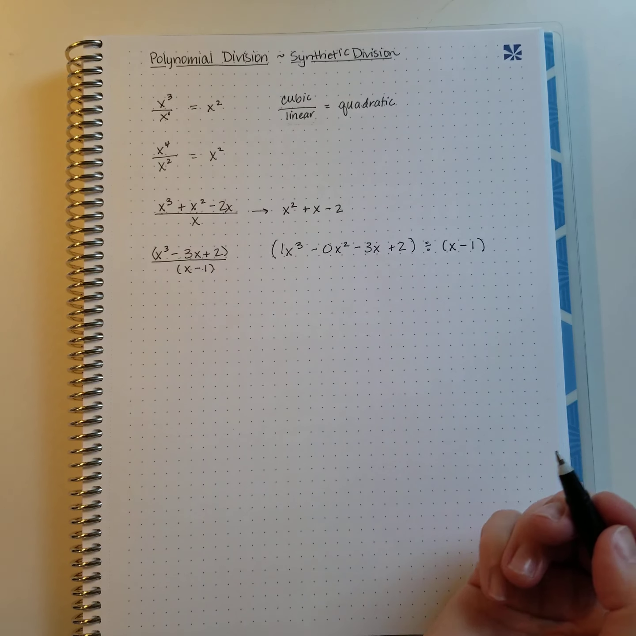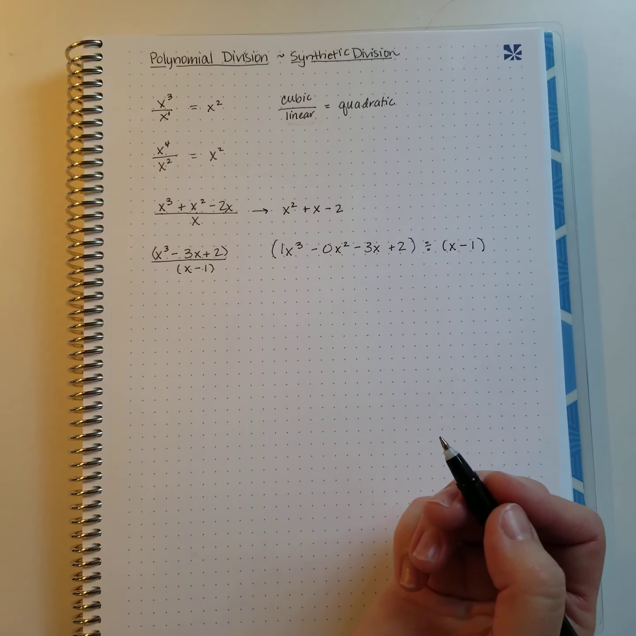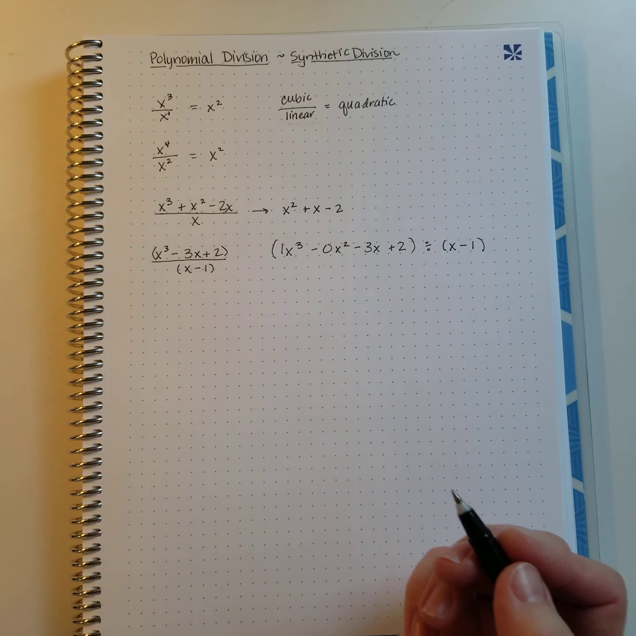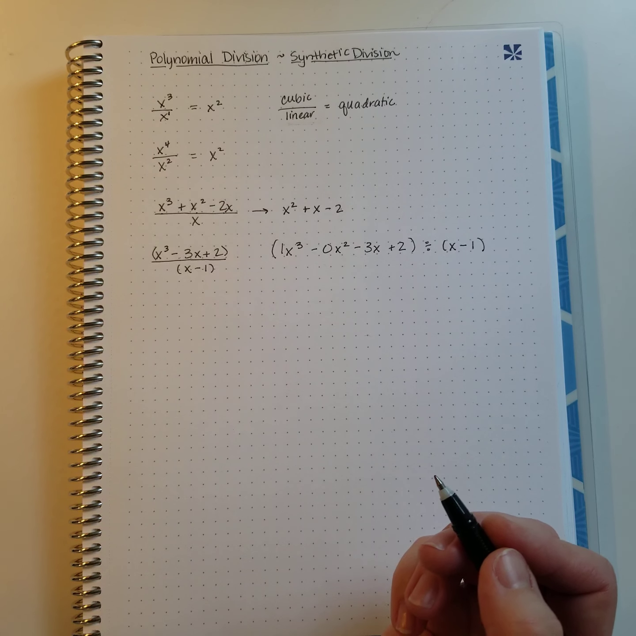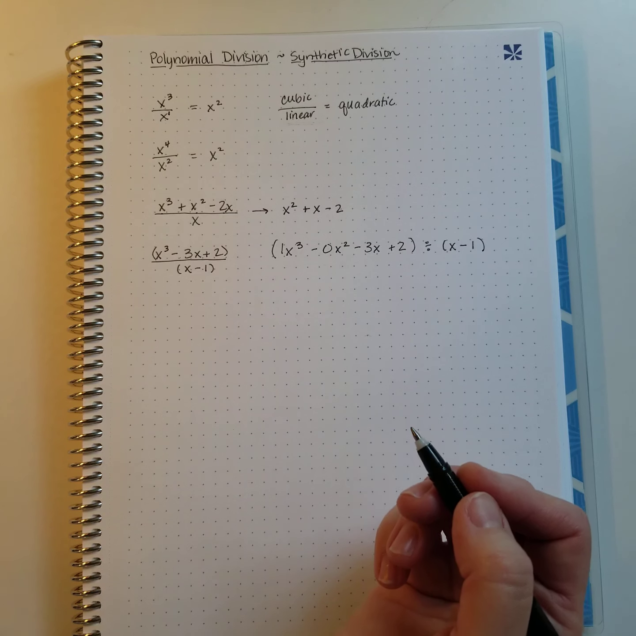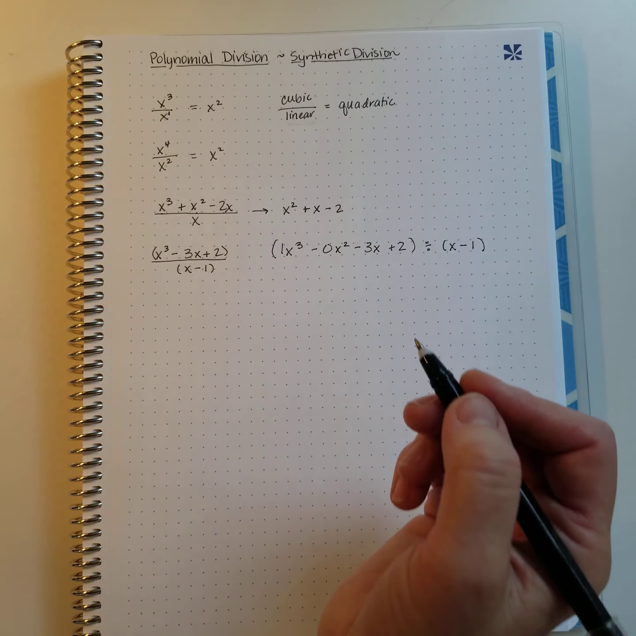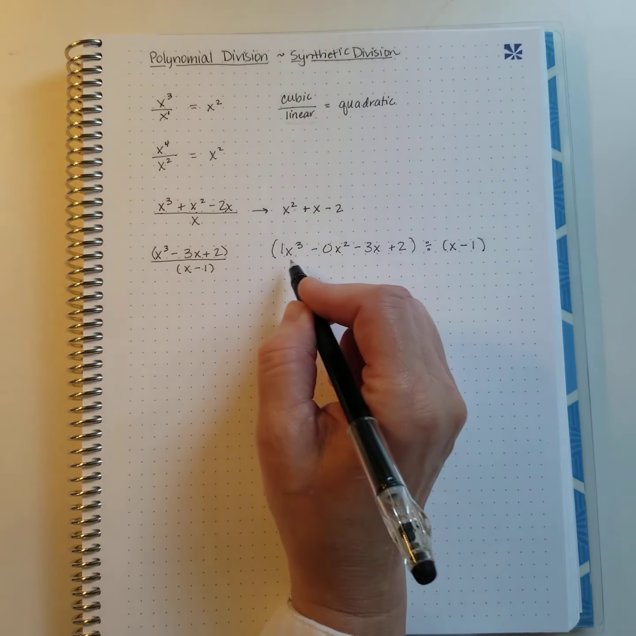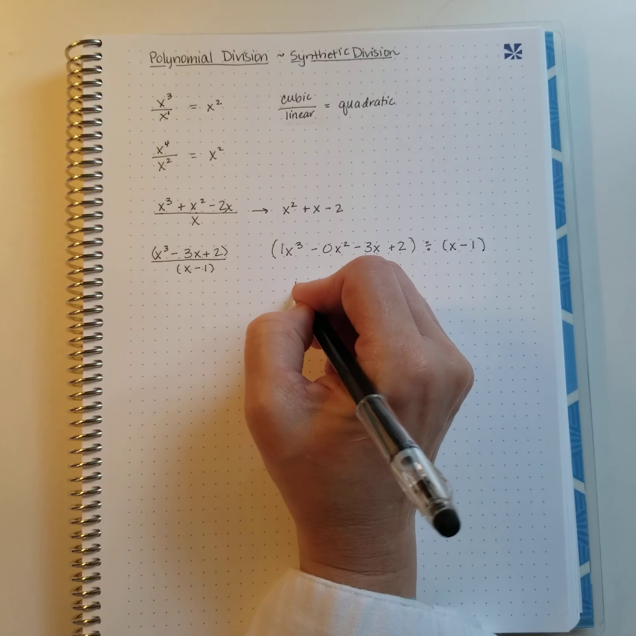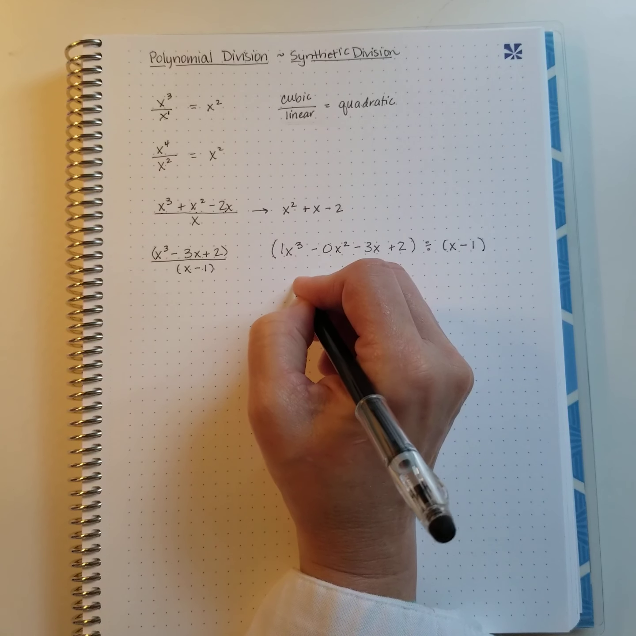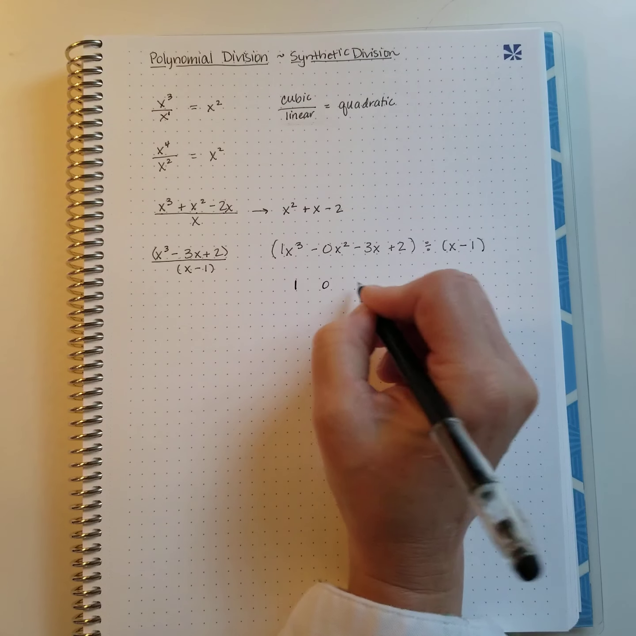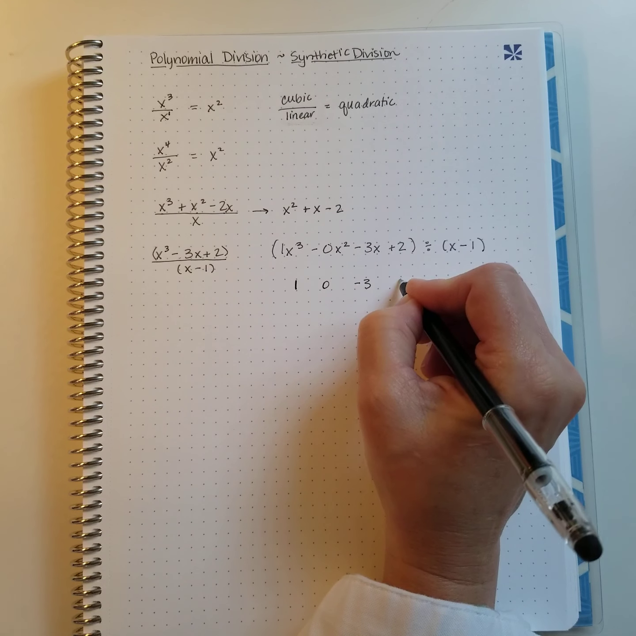So what we're going to do is a process called synthetic division. The first thing we'll do is look at just the coefficients for a minute and rewrite our coefficients. So we have 1, we have 0 x squared, we have negative 3 x's, and we have 2.